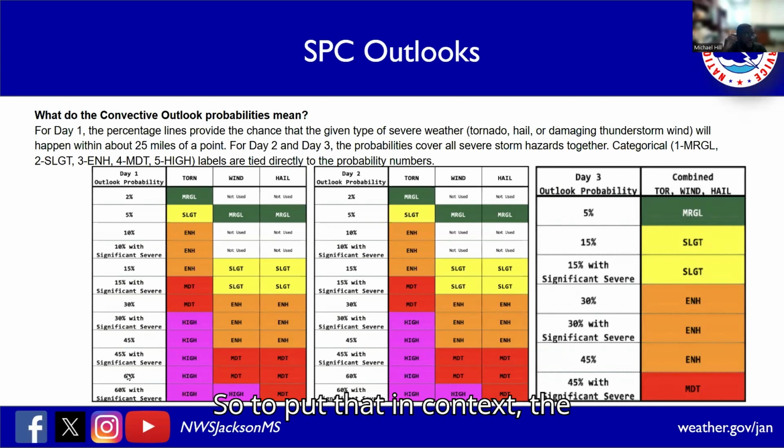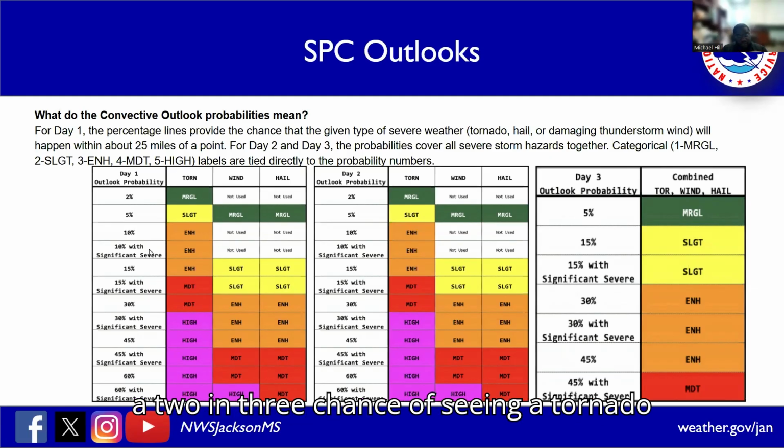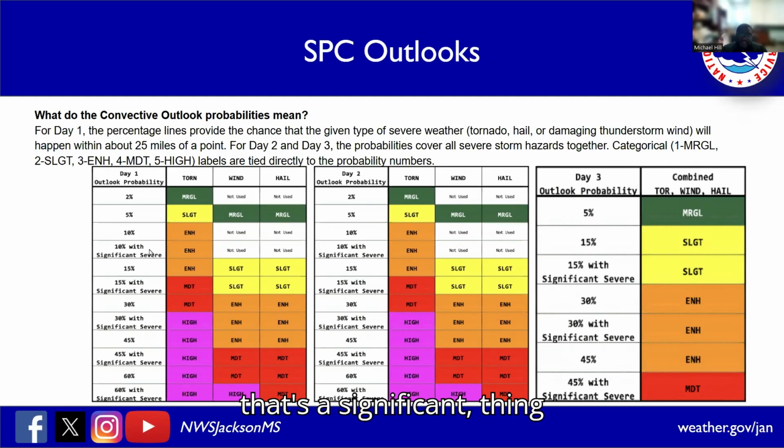Okay. So to put that in context, the likelihood of seeing a tornado on any given day is like less than 1%, or probably near zero. But on those high risk days, you have a 1 in 3 chance of seeing a tornado, or even up to a 2 in 3 chance of seeing a tornado within 25 miles of your position, right? So that's a significant thing to be aware of.